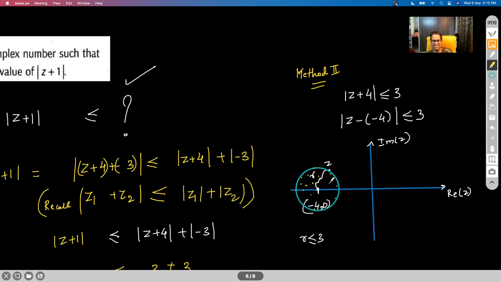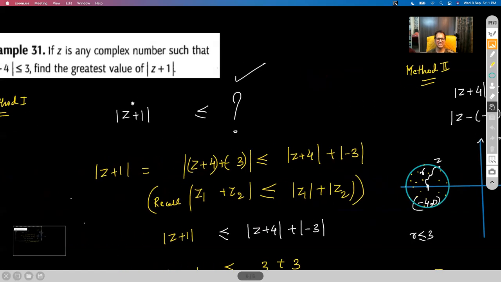Okay. So Z is free to move, but it is moving in such a way that its distance from minus 4, which is actually the complex number minus 4, 0, should always be less than or equal to 3. So it should be within that circle of radius 3, having the center at minus 4, 0. It can be on the circle also. If this is understood, then you will be able to solve the requirement of the question.